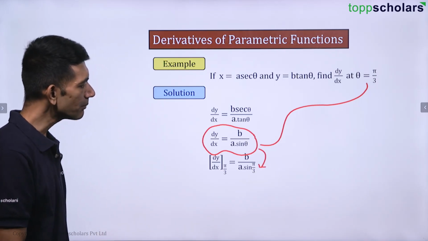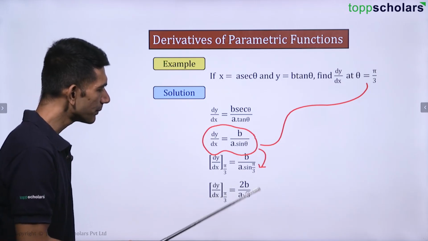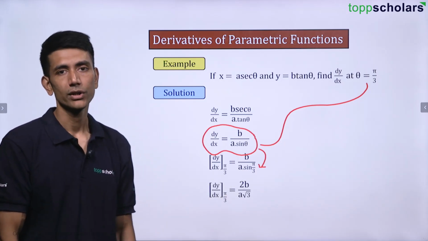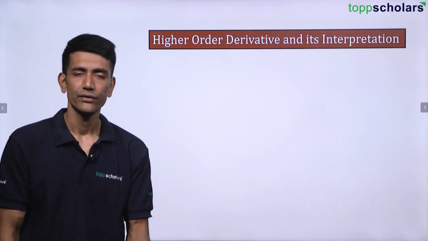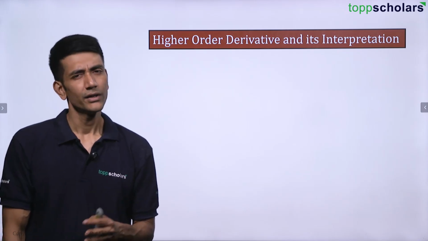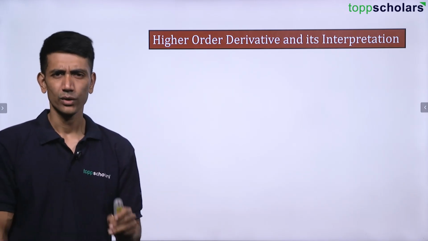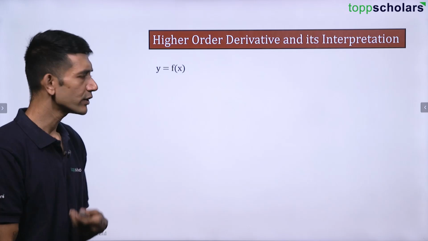So that will become b by a root 3 by 2. 2 will go up. That will become 2b by a root 3. Simple. Now we will see a new concept, that is higher order derivative. In higher order derivative, you have up to second order derivative only, right? First order derivative you already know.